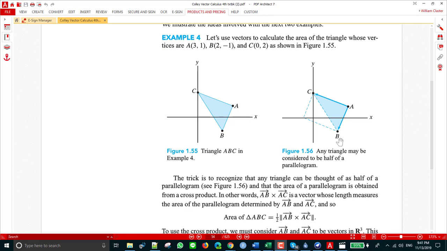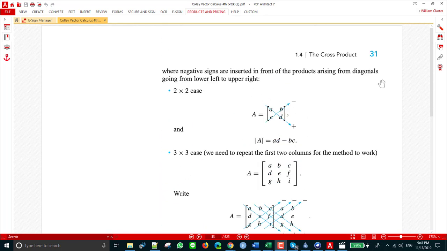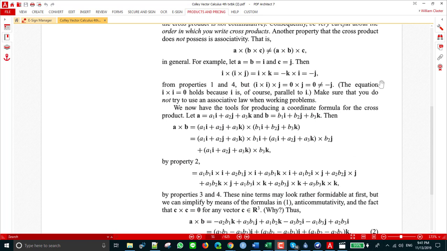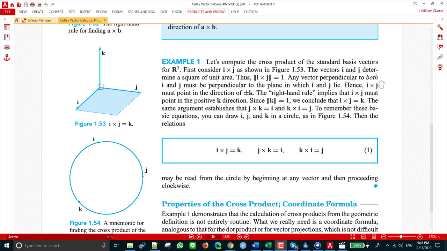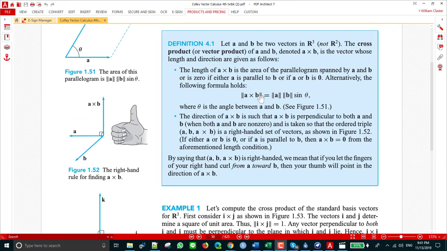So they're talking about AB and AC. These two vectors, how does that have anything to do with the area? It's a vector perpendicular to this plane. But what is the length of that vector? So if we go back and check the length of A cross B, the length is what? The magnitude of A times the magnitude of B times the sine of theta.